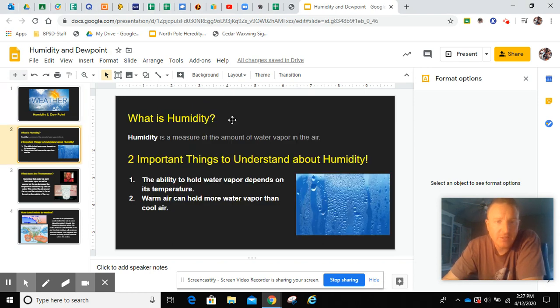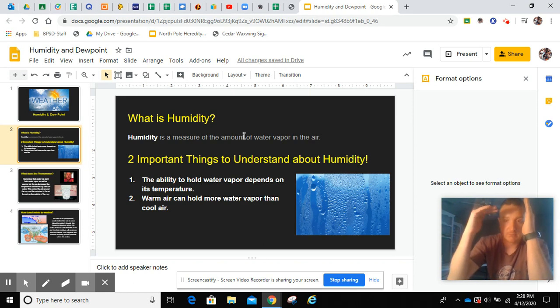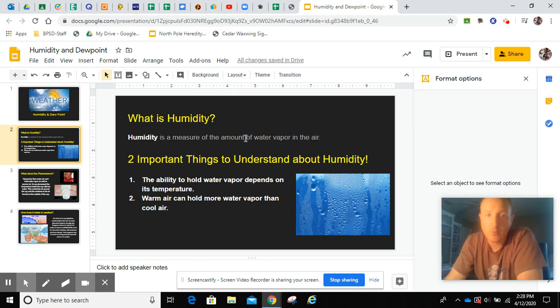So let's cover what is humidity. A lot of times you hear people say it's very humid outside. That just means that there is moisture in the air. Humidity is a measure of the amount of water vapor in the air. Like on the Weather Channel, you hear what the relative humidity is, and they put that in a percentage. You might say it's 80% humidity. That means a certain amount of airspace is filled up 80%. So the higher the humidity percentage, the more water vapor there is in that space of air.